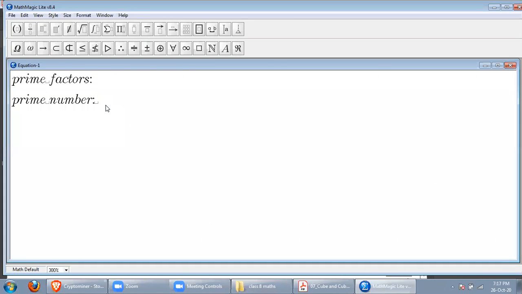Yes. Prime numbers are numbers that are divisible by one and the number itself. Or in other words, we can say that prime numbers are numbers which have factors as one and the number itself only.